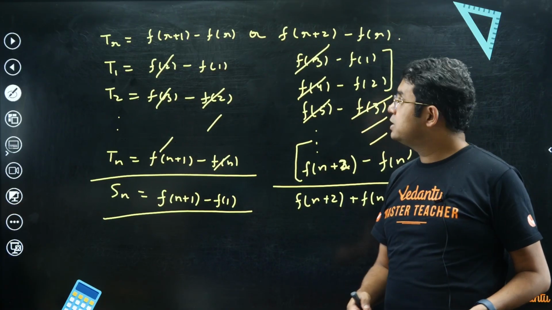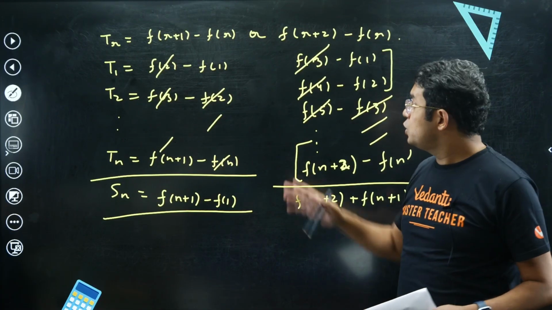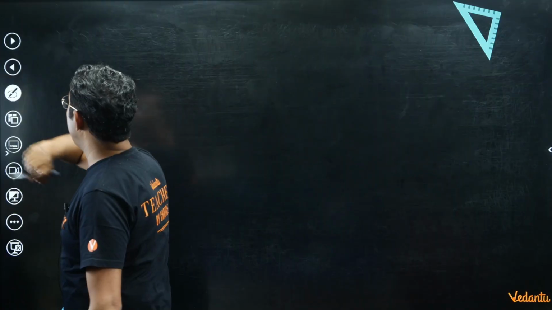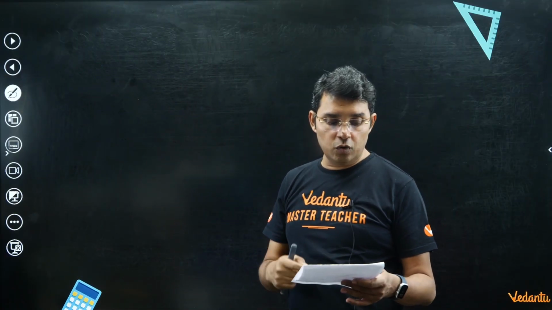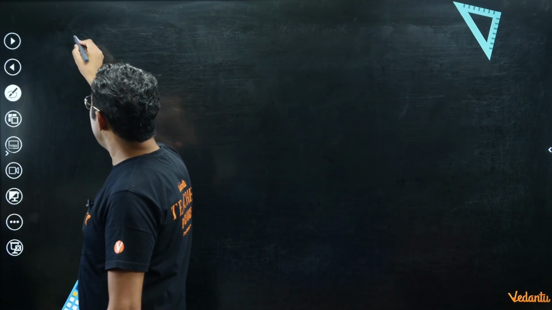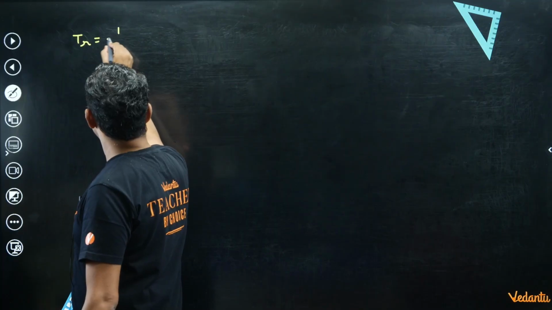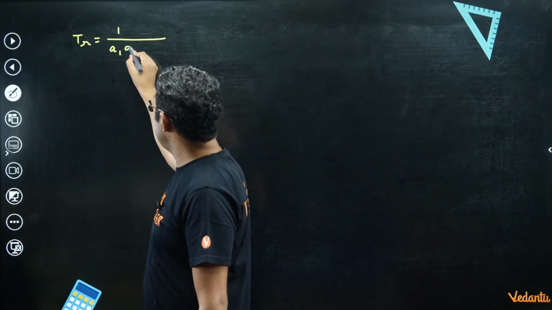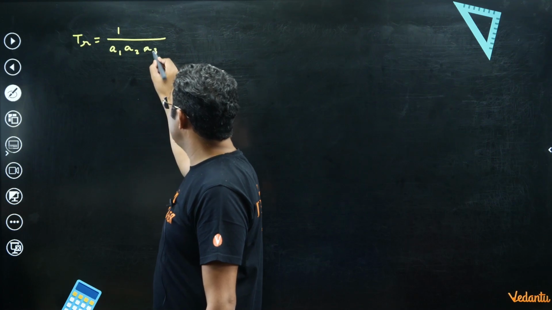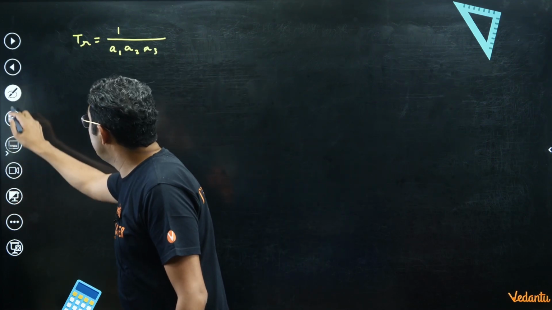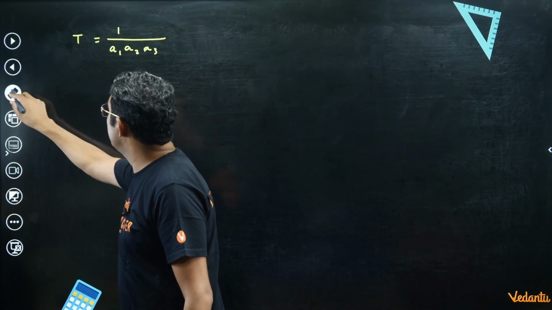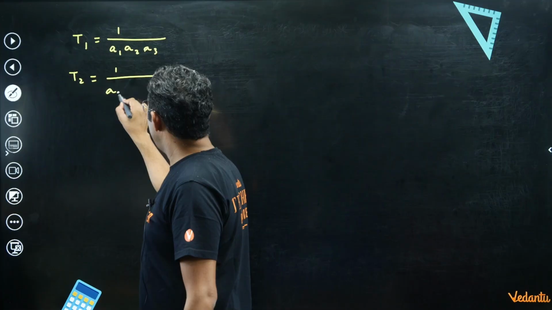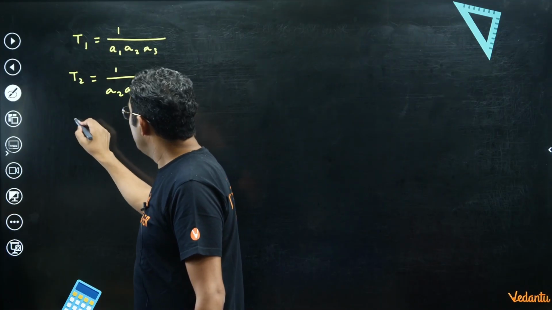But when we are doing questions, there are multiple ways to split your Tr as a difference of two functions. So I will first tell you a few important things that you must know. The first one is when you are given your Tr as the reciprocal of a product of a few terms in AP, like 1 upon A1, A2, A3. I will take till A3 only. This is just T1. And similarly, your T2 will be 1 upon A2, A3, A4, and so on.